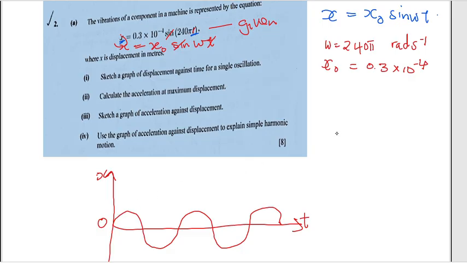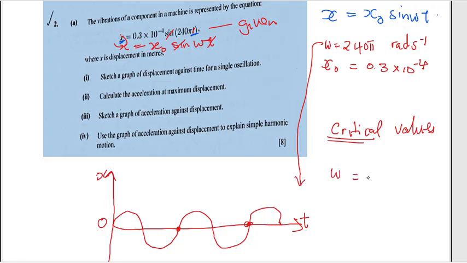The question asked for a sketch, but the examiner also looks for critical values, because these values are important for your graph. Number 1, the period. Period is the time taken for one complete oscillation. You get this from omega, which is 240 pi. So we take that equation here and bring it down. Omega is equal to 240 pi.